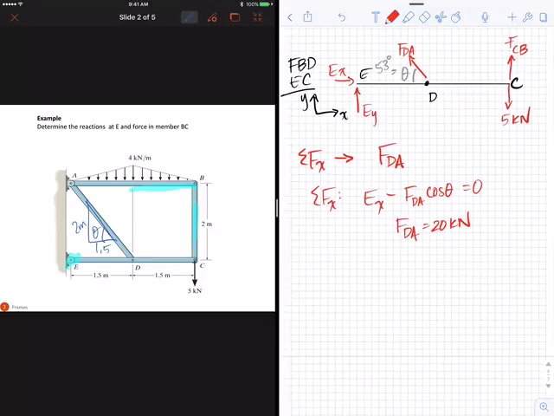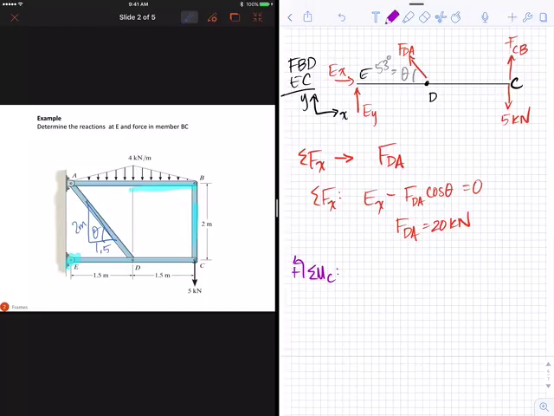Okay? It's just a means to an end. The question doesn't ask for FDA, but now that we have FDA, we can go ahead and solve for EY and FCB. How do we do that? So we can take the sum of moments about point C, positive counterclockwise. If we do that, FCB won't be in the equation, EX won't be in the equation, and only the Y component of FDA will be in the equation, but now we know its magnitude, so we're good there. And EY, the only unknown, will be in the equation, so we're good to go.